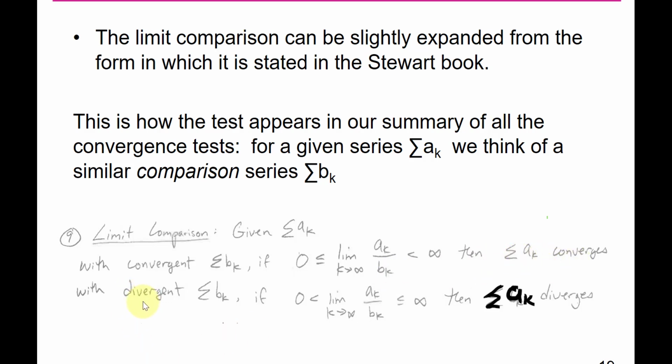And if you choose a comparison series b sub k that is divergent, and you get any number, including infinity, then the given series a sub k will also diverge. Right, so you see that it slightly expands the way that the Stewart book says it. If you get any number, including 0, if you had begun with a comparison series that was convergent, the given one will converge. Also, if you begin with a divergent series and you do the limit, you get any value, any number, not 0 though, any positive number, including if you got infinity in that limit, then the given series a sub k will also diverge.